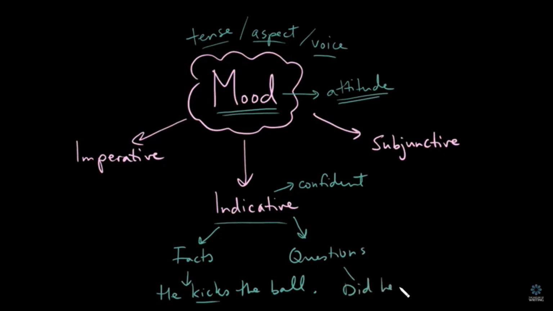You could say something like, did he pay? And here we have a helping verb, did, and we have the regular verb and the question mark. And we say, did he pay? So that's also indicative. Then we have the imperative. The imperative is all about commanding. All about commanding people to do things.